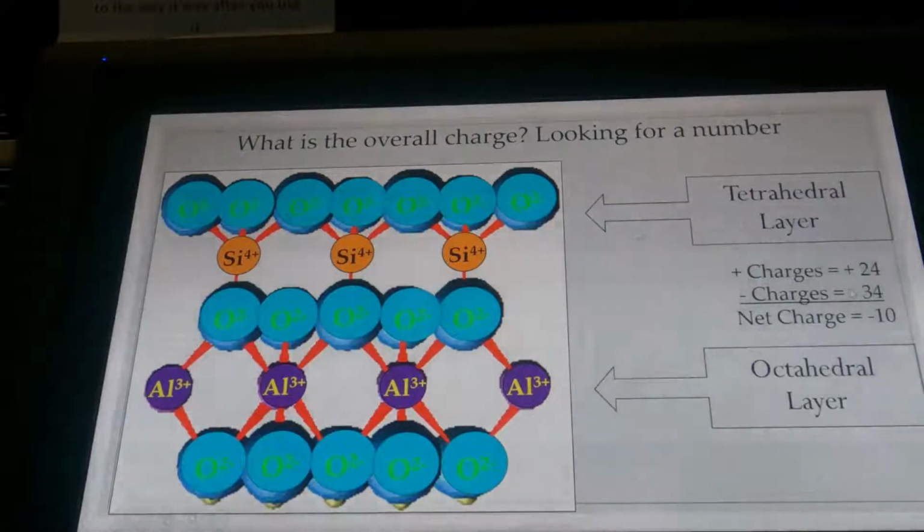We've got 3 silicas, each worth 4 plus. 4 times 3 is 12. And we have 4 aluminums times 3, which is 12 also. The overall net charge of this structure is -10. I saw some eyebrows change a little bit. We're going to do some more of it.